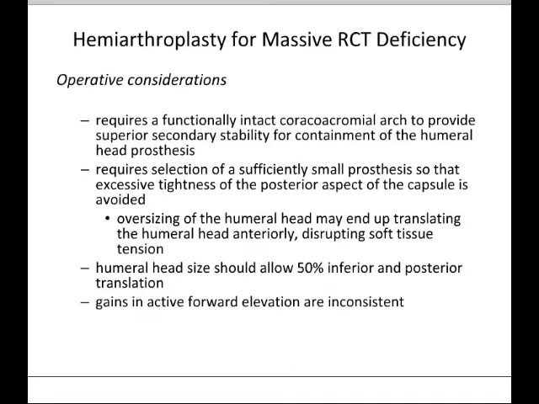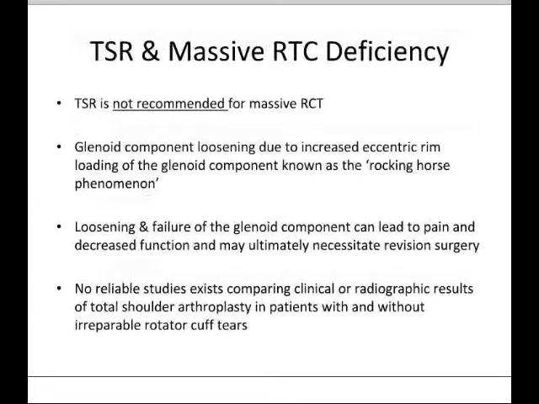Total shoulder replacement is not recommended for massive rotator cuff tears. Glenoid component loosening because of eccentric loading of the glenoid component is known as the rocking horse phenomenon and can cause loosening and failure, described by patients as pain and loss of function, and that might necessitate revision. And there are no reliable studies comparing clinical or radiographic results of total shoulders in patients with and without irreparable cuff tears.